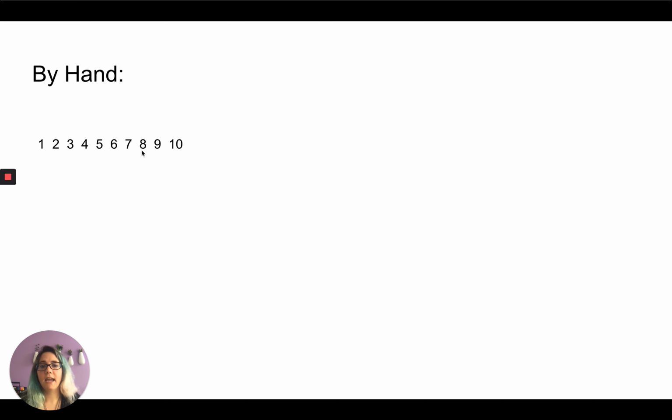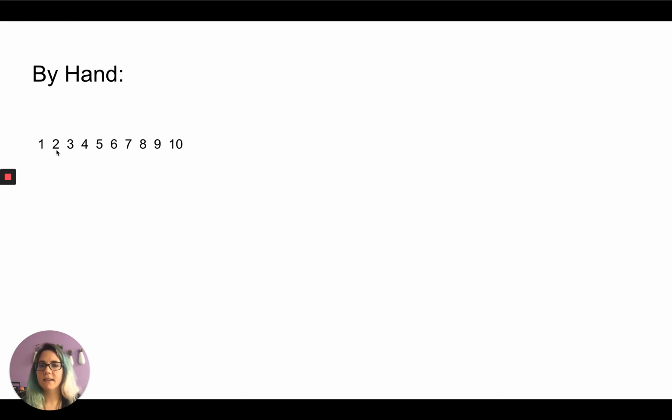Now if we move on to 8, we'll check it with 2. And again, 8's divisible by 4, but it doesn't matter because it's divisible by 2. And we really only need to know if a number is divisible by any other number. We get to 9, we'll check 2. Nope, it's not divisible by 2, but that doesn't mean it's not a prime number.